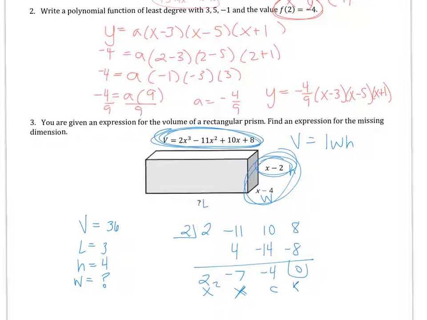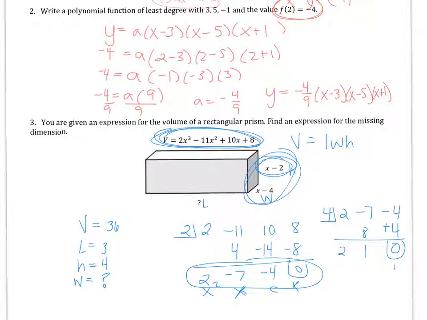And so now I'm going to divide that by my width. So now 4 goes in the box, and I'm going to use these coefficients: 2, -7, -4. Once again, I should get 0 as a remainder. Sorry, it should be positive 4. And this is my remainder, constant x. So that means what's left should be my width. So 2x plus 1 is my width. That's my final answer.